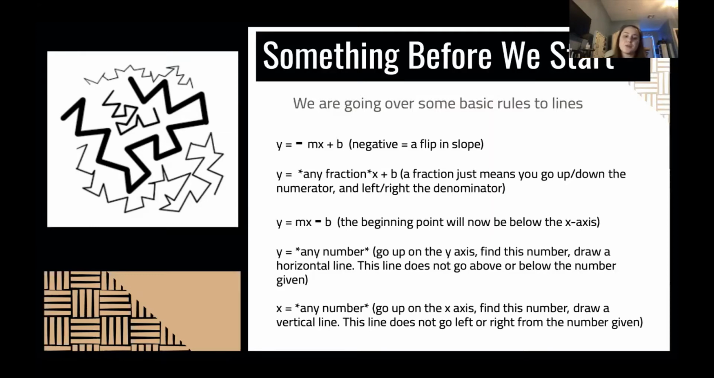And then x equals any number. Similarly, if it's x equals 2, 3, 4, 5, it is a vertical line. So you'd find that on the x-axis, and it goes up and down infinitely. Those are the basic rules that we are going to be encompassing in this project.